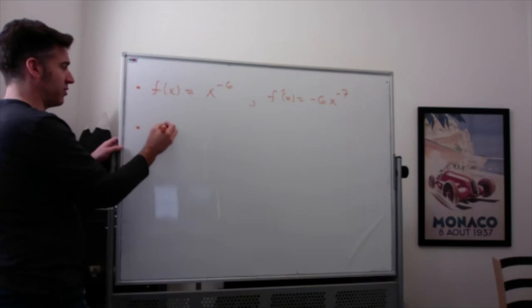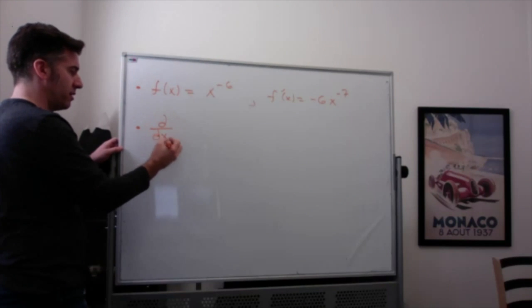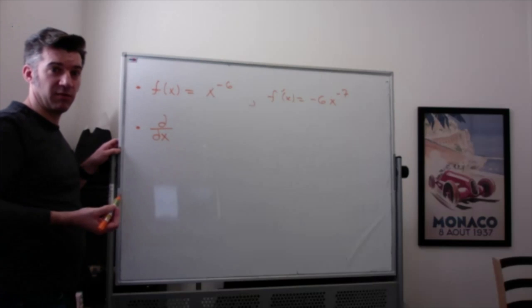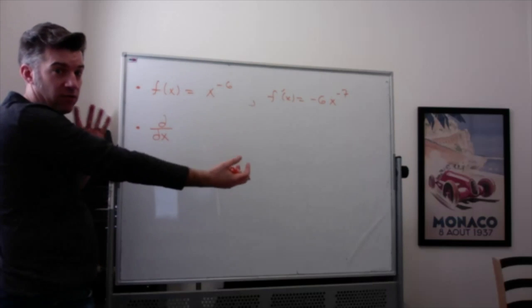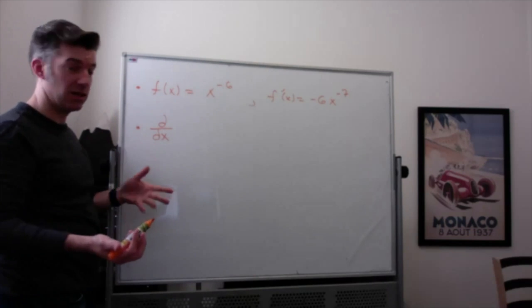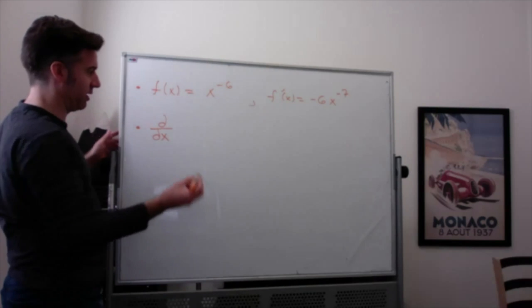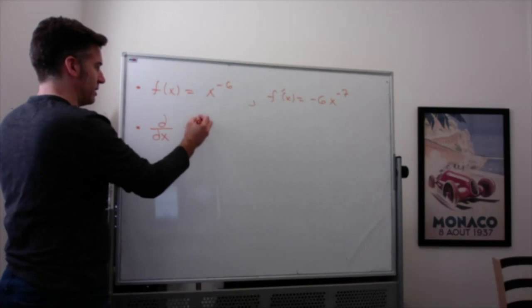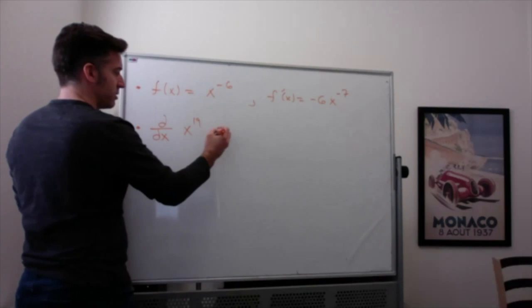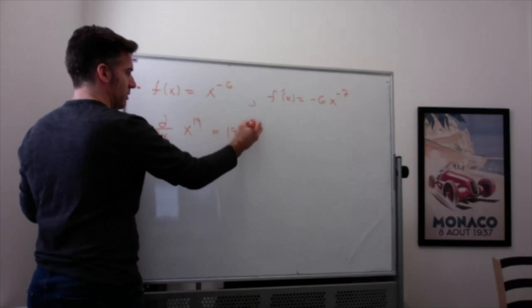Like they might write that the derivative of, so d dx is the symbol for take the derivative of whatever comes after it with respect to the variable x. The derivative of, I'm going to take a different thing. Let's say, x to the 19th power is going to be 19x to the 18th.